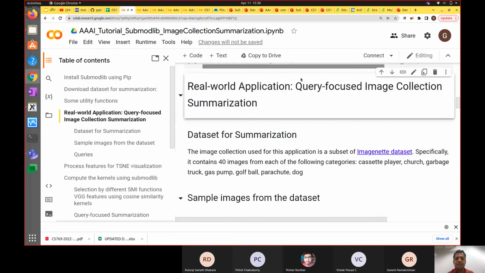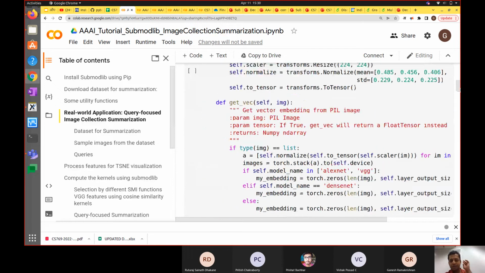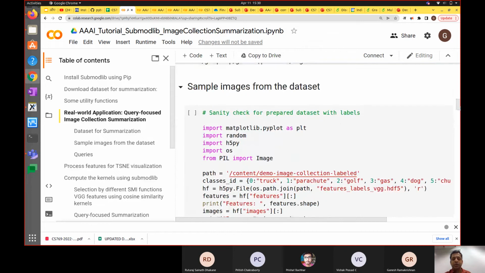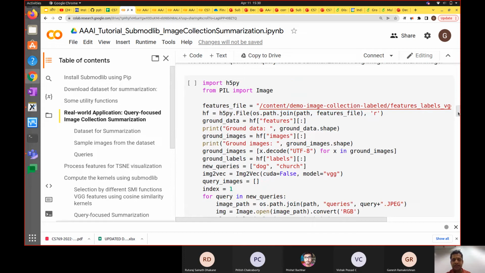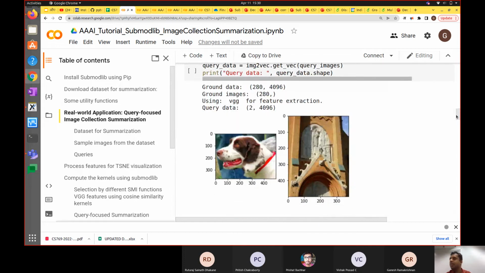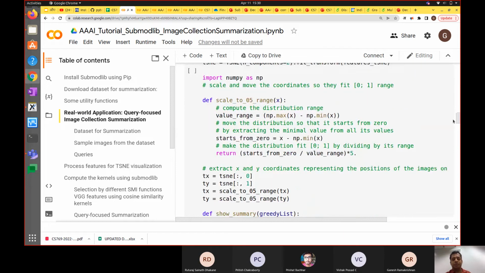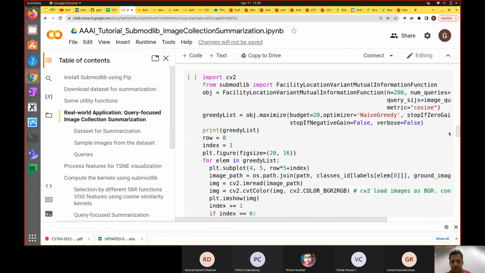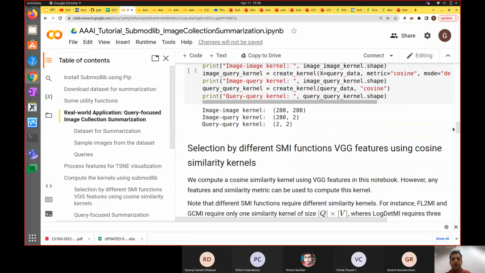One very interesting thing is this real world application of images. So please try this out. This is very interesting. You have an image collection that you have loaded here. And then you can do query focused selection. So these are the images, and I think the query is taken as a dog in the church. What happens if you take the dog in church? First of all, you can do the visualization. Where has it gone? I think the visualization is probably disabled here.